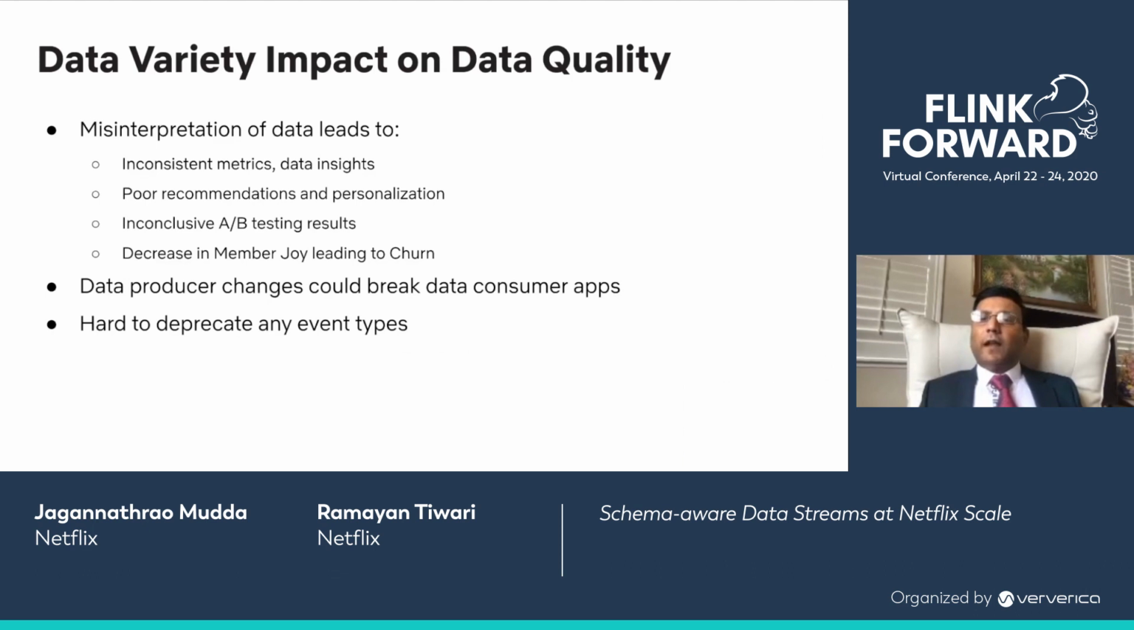Let us look at how data variety, if not handled properly, will impact the data quality. There can be misinterpretation of this data by different consumers, leading to inconsistent metrics and data insights. It might lead to poor recommendations and personalization. There can be inconclusive A/B test results that can indirectly delay decision making or sometimes end up with wrong decisions. It can also increase the turnaround time for feature enhancement and app performance improvement. Ultimately, there can be a decrease in member joy, leading to churn.